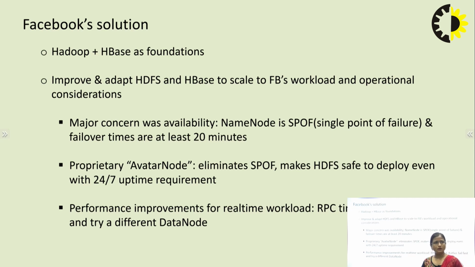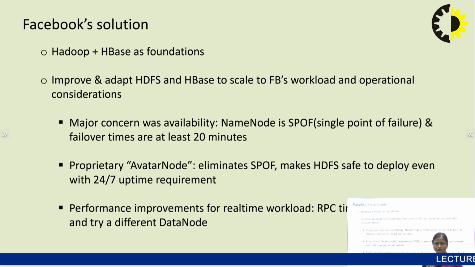So here the major concern was availability. That means the name node, because here the basic rule is that the name node is a single point of failure. If the name node fails, then it can't be recovered. So there is a concept of secondary name node, and failover takes at least 20 minutes. Then second is the proprietary avatar node. This eliminates the SPOF and makes HDFS safe to deploy even with a 24/7 uptime requirement.